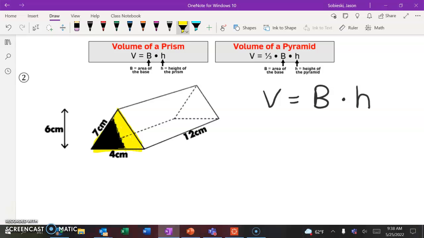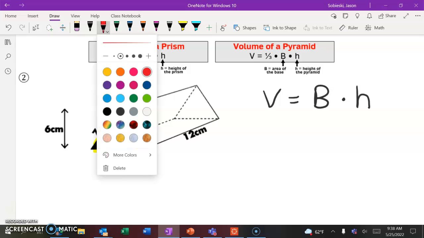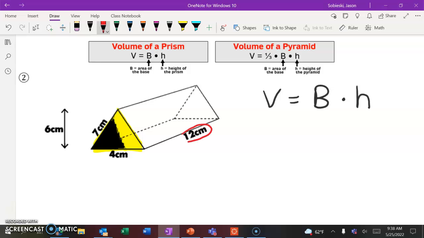So we can use just this triangle in the front, and we are going to use that for B. H, the height of the prism, is going to be 12, right? Because it is the distance between the front triangle and the back. In other words, it's the distance between the bases. So now we're going to use our formula and make our substitutions. I'm going to replace our variables with parentheses.